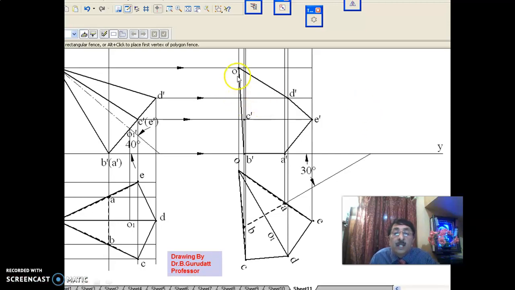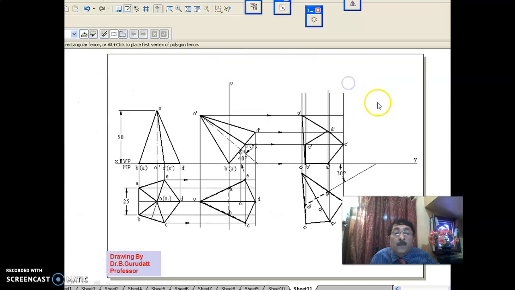Now the first step is to do the outer boundary. It is O dash to D dash, D dash, E dash, E dash, A dash, A dash, B dash, and B dash to C dash is the outer boundary. Since base is nearer, darken the base. Once you darken the base, you are left with only three edges: O dash C dash, O dash E dash, and O dash A dash. O dash C dash, since C is nearer, you darken O dash C dash.